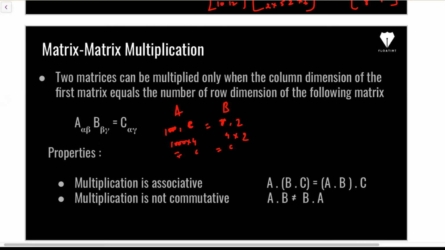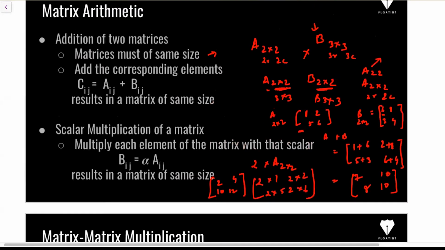Here, similarly, it is written: this column and this row, these two should be the same. Now what will be the resultant? This is pretty straightforward. If you have 2 cross 2 here and it is also 2 cross 2, the resultant will be 2 cross 2. Here we saw this was 2 cross 2. In the case of multiplying by a scalar, it doesn't matter: each element will be multiplied and the resultant will be the same shape.